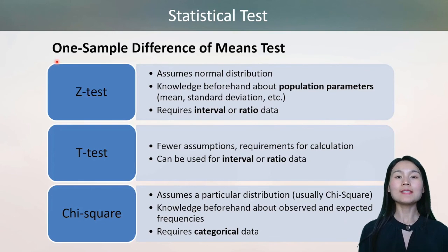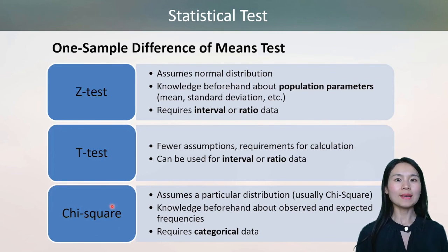If the data is categorical, we can no longer use the z-test or t-test. Instead, we may use the chi-square test.